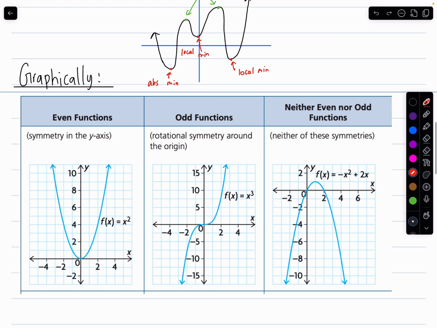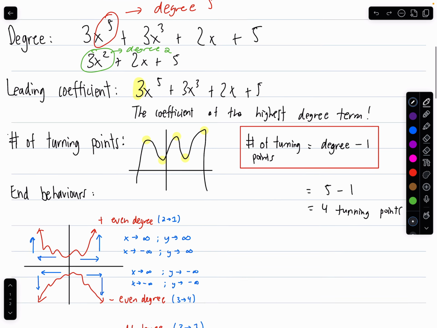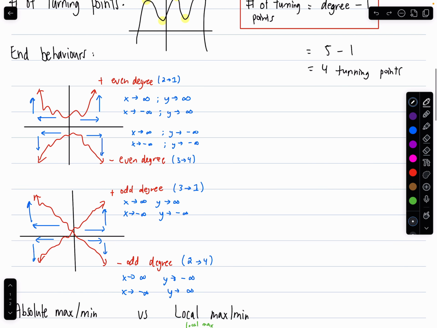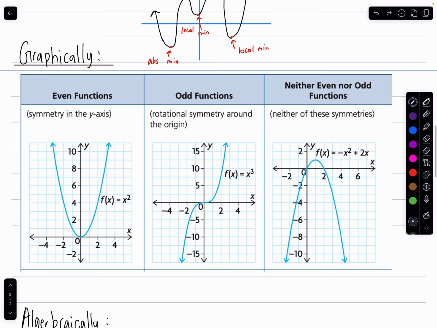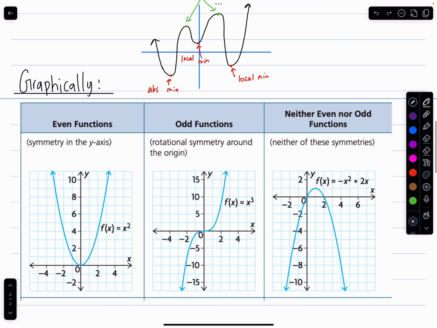Even degree functions and odd degree functions are different from even functions and odd functions. So this is an important distinction. Even functions and even degree don't necessarily mean the same thing. This is very, very important because in the end behaviors, we were talking about even degree and odd degree functions, which are these. But in this part, we're talking about even functions and odd functions.